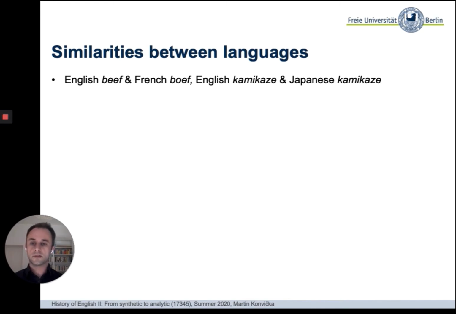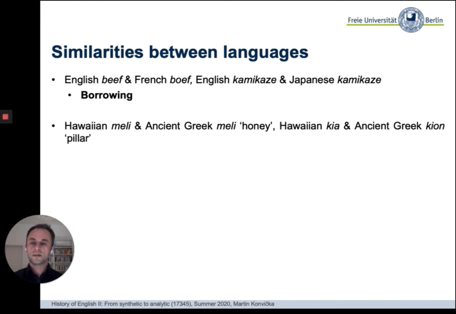So, for instance, if you take the English word beef and the French word bœuf, or the English word kamikaze and the Japanese word kamikaze, pardon my Japanese, by the way, you will probably quite easily explain why these words are similar in the two respective languages. It is because they are borrowings, or at least the English word beef is a borrowing from French, and the English word kamikaze is also a borrowing from Japanese, and that's why these two words are similar. But this doesn't always have to be the explanation.